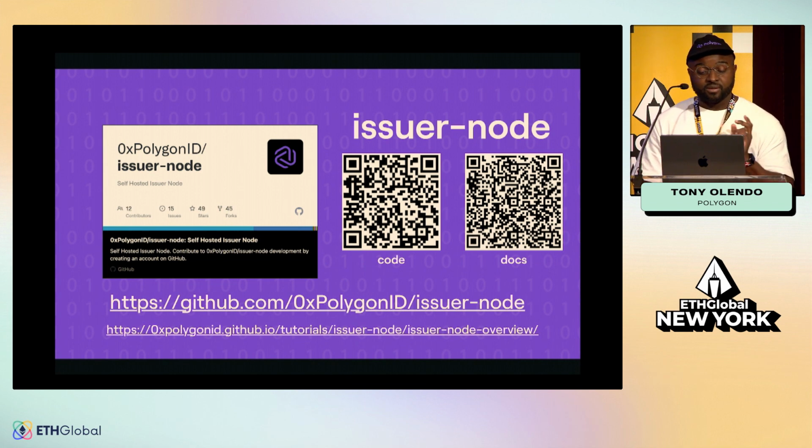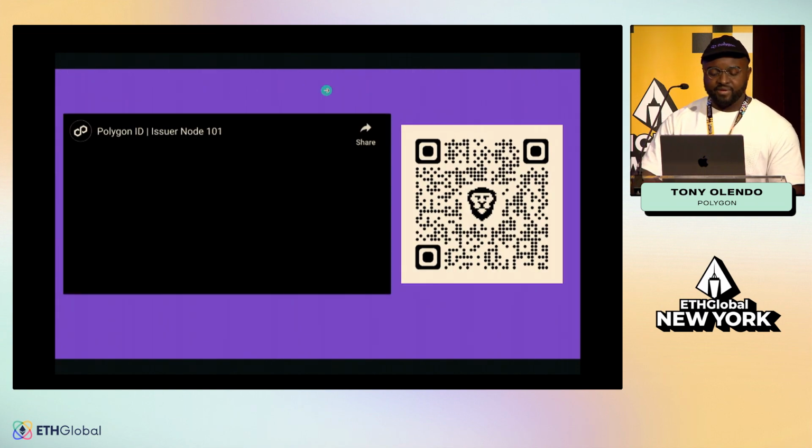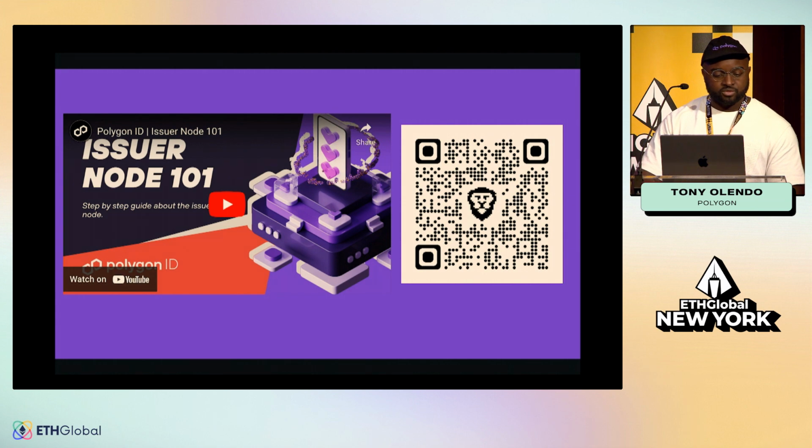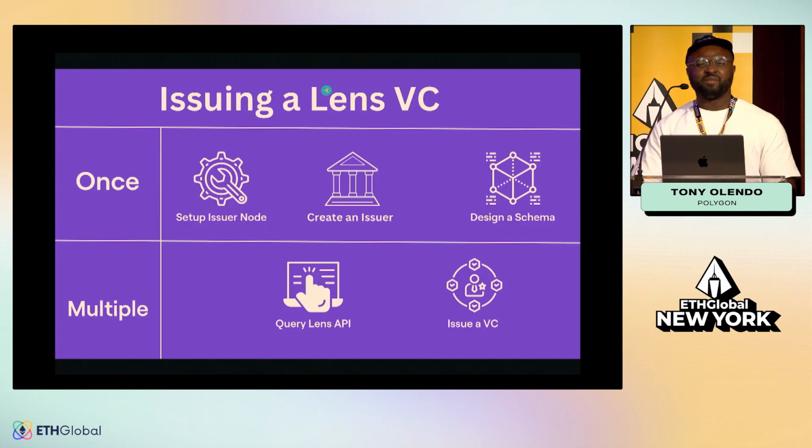But anyway, issuer node. This is where you could actually get set up, and I have a tutorial that shows you a step-by-step guide of getting started with the Polygon issuer node. So you could feel free to watch that. Sorry if the QR codes are coming up really, really quickly. But you could just check out YouTube, Polygon ID issuer node, and it'll take you through the full process. And I think I also have a video aside from that as well.